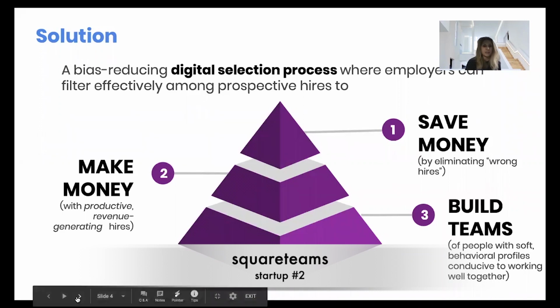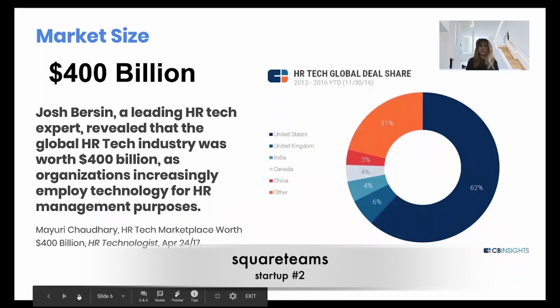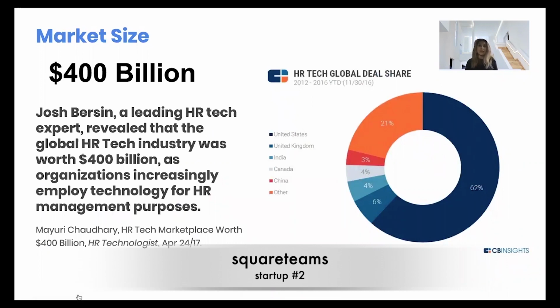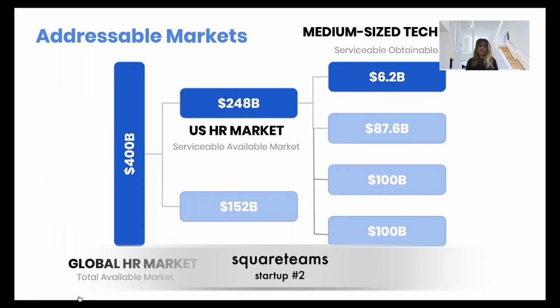So the market validation, clearly, the spend on HR tech is growing, and the market size is $400 billion globally, with the United States taking the lion's share at 62%. So the total available market is a $400 billion global HR market. The US market is $248 billion, so that's the serviceable available market. And very conservatively, we took 2.5% of the US market at $6.2 billion, and that's our serviceable obtainable market. And our focus is on medium-sized tech companies because tech companies tend to be early adopters of new technology.